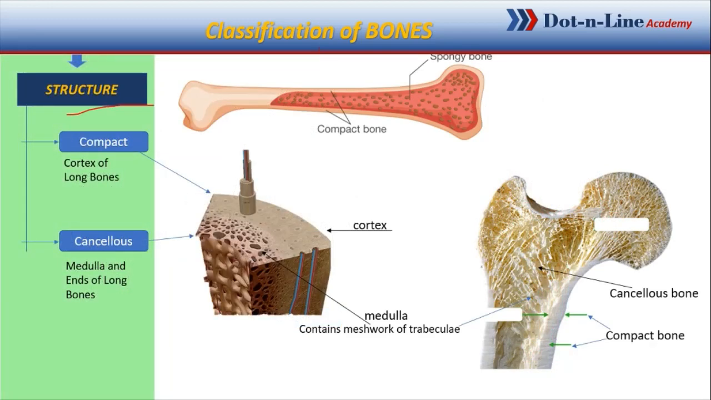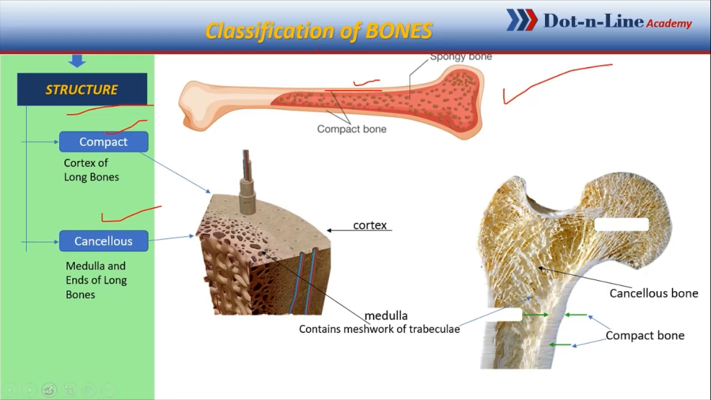On the basis of structure, compact and calcareous. For this we have to understand what the structure of a bone is. So let's take a long bone. Okay, this is a long bone. If we cut it, we will find that this bone has a very strong structure at the cortex.